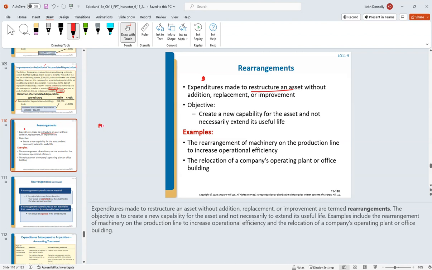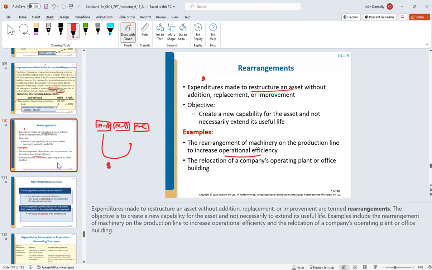So maybe we have machine A, machine B, and machine C. If we were to move these around in the production department, maybe we have to uninstall machine A and move it over here in the production process, and that costs us money. It doesn't necessarily extend the life of machine A, but it is a restructuring cost. It's money related to moving that around. Somehow this is going to increase our operational efficiency by doing this.